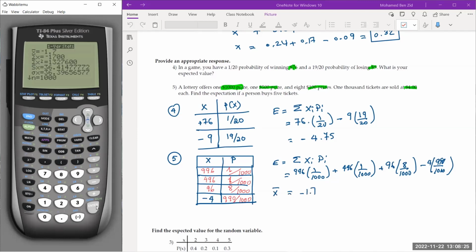So on average, they are losing $1.7 per game. All right.